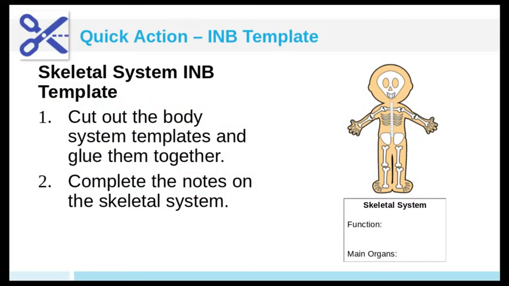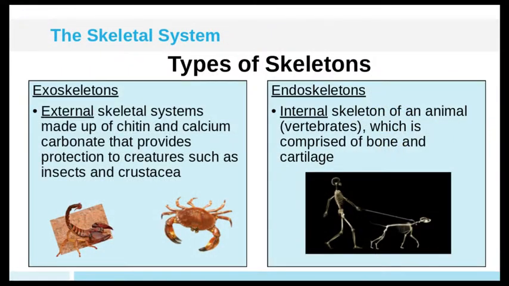So typically in class, if we'd had paper copies of this, you would cut out the body systems template and glue them together. And then we would talk about the function and main organs and fill that in as we progress through the unit.